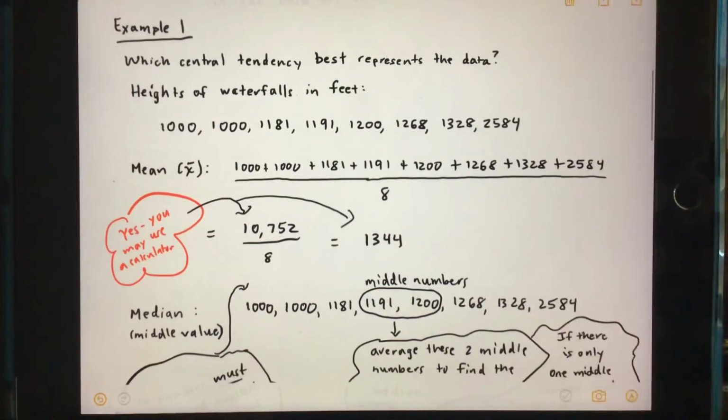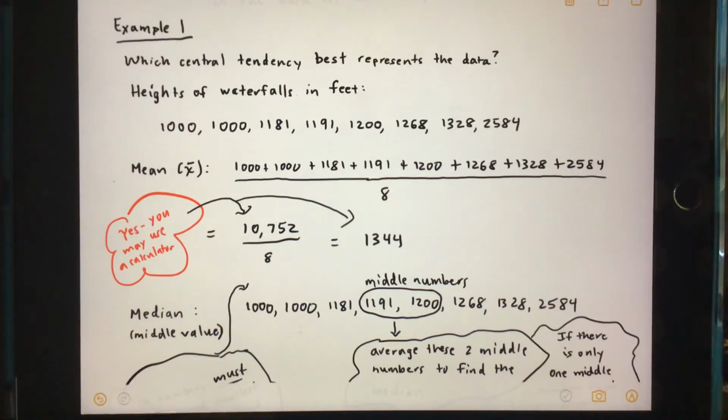Example 1 asks which central tendency best represents the data. And so we're being asked to figure out what is the mean, which is also called the average, the median, and the mode of the data we're given. And then we're to write which one actually best represents the middle of all of that data.